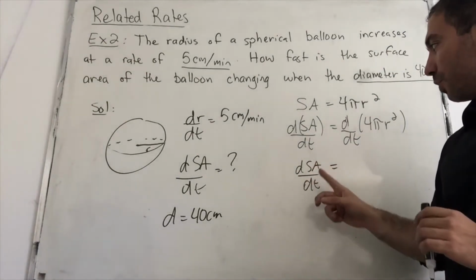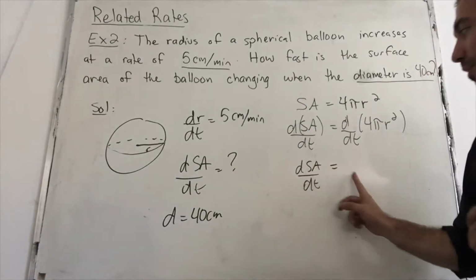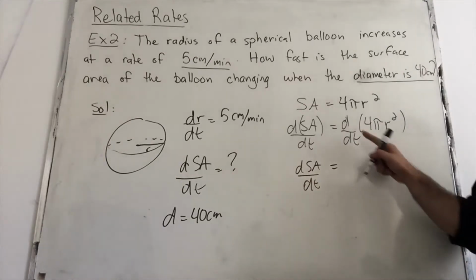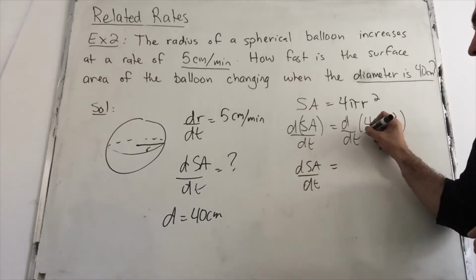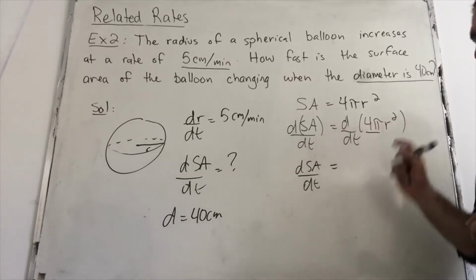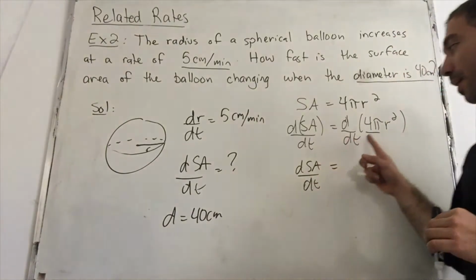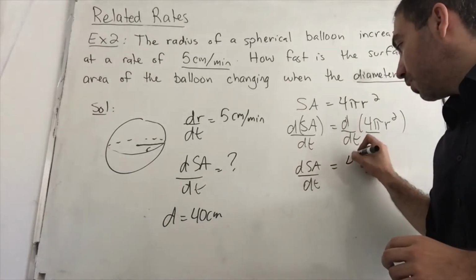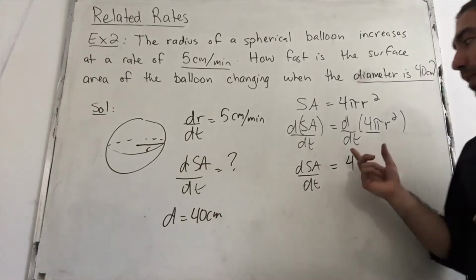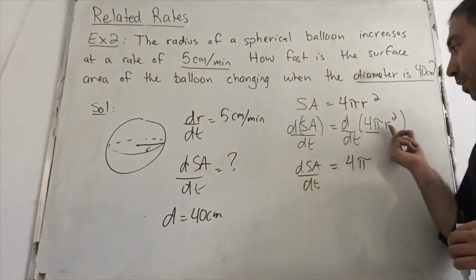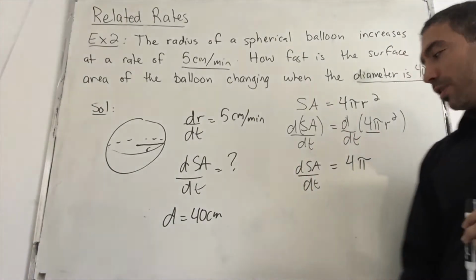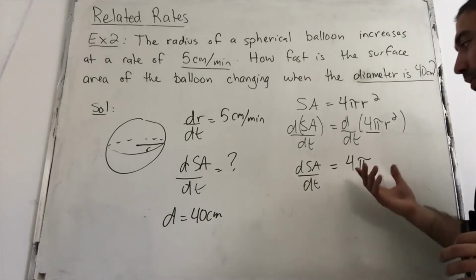So I'm at the stage where I'm deriving both sides with respect to t. So notice that over here it looks like product rule because you have 4 times pi times r squared. It's not, because 4 pi is a constant multiple, so we could just leave it. All you're really doing is taking the derivative of r squared with respect to time. So you could apply a product rule, it's longer, you don't have to do it that way.